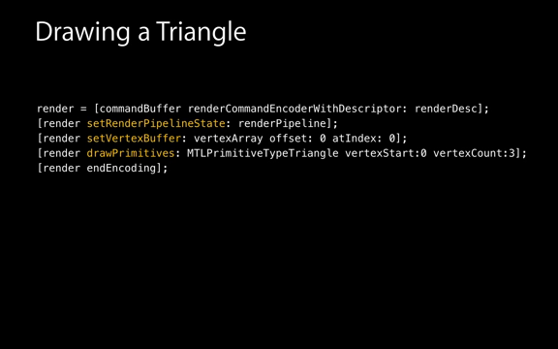Previously, I created my render pipeline and I created my vertex array. So I want to set them both here. I set which render pipeline I'm going to use, and I point right at the vertex array. And I can finally encode the command to draw my single triangle.